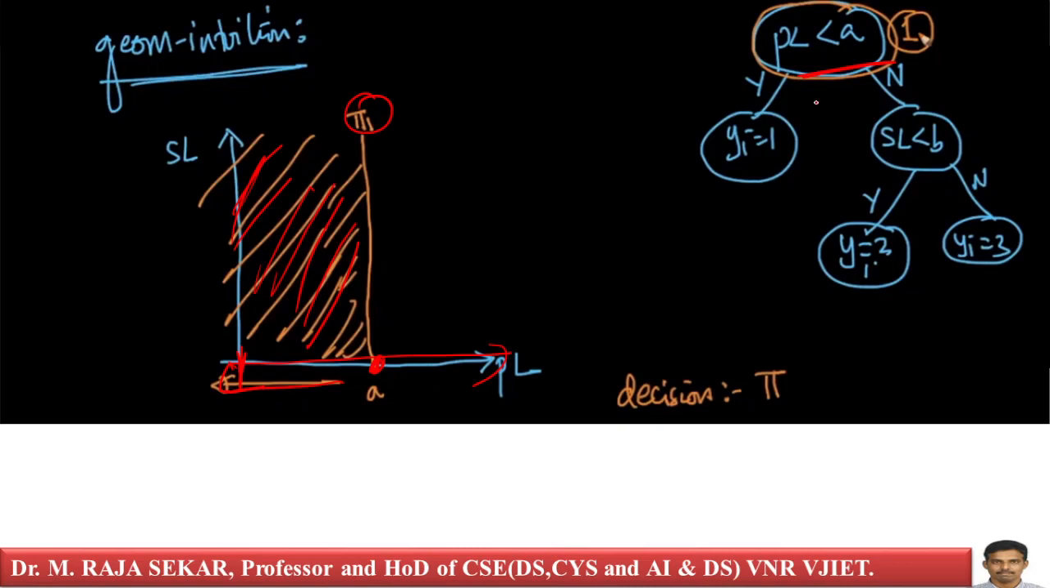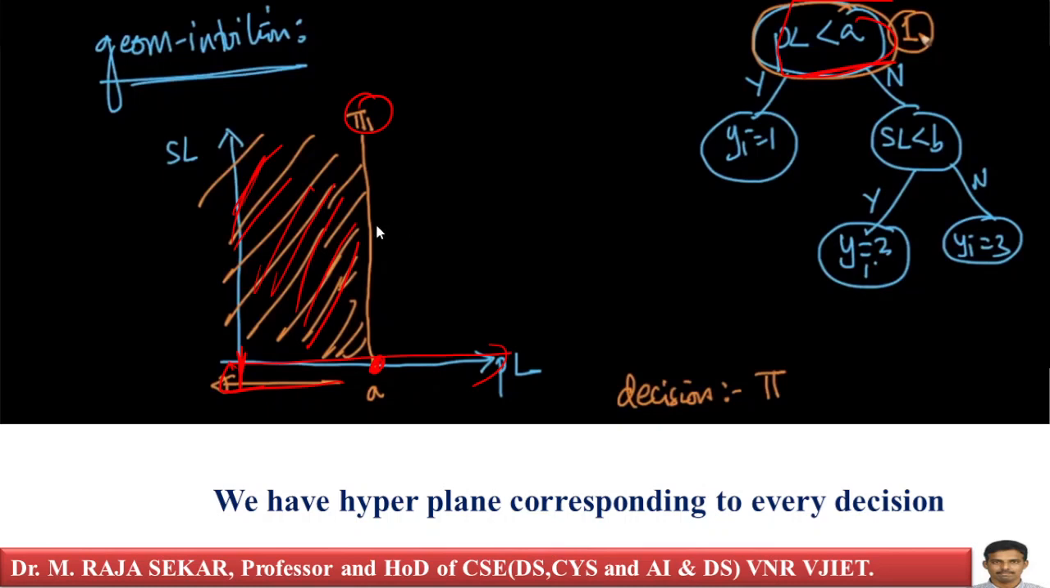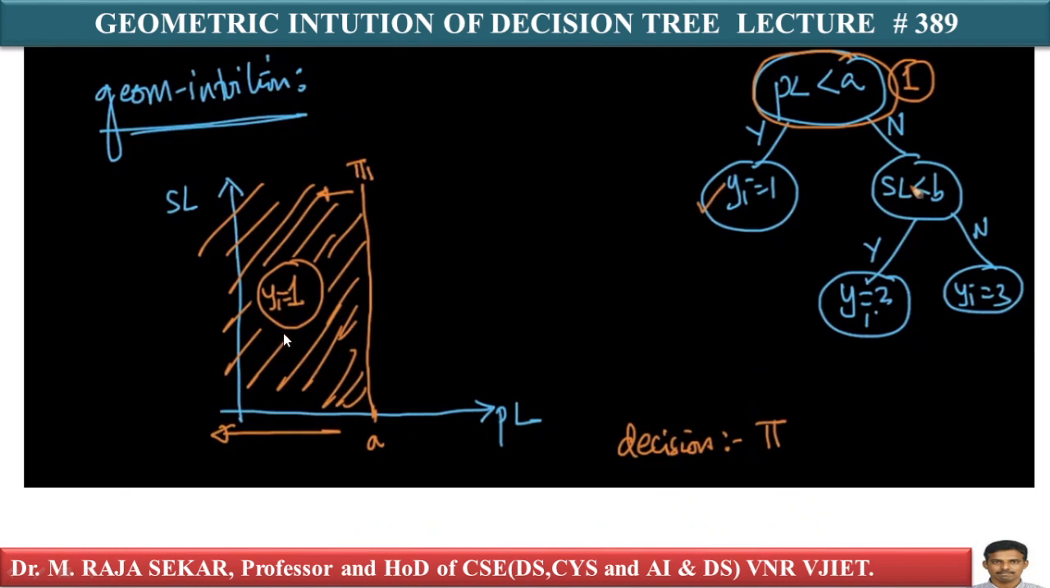Corresponding to every decision, this is one decision, you have a hyperplane. This is the hyperplane corresponding to PL less than A. What is this decision? Your decision is yi equal to 1. This region belongs to yi equal to 1. Just say this is yi equal to 1. Anything left of this pi 1, that is yi equal to 1 is declared. If it is no, then what does it mean? That means if PL less than A, yes means yi equal to 1.